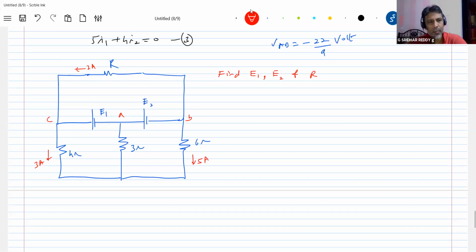Or the loop current method, I1, I2, I3. Even if you go for I1, I2, I3, that will also be very lengthy calculations. So instead of the very big attractive methods, why don't you go for simple things?